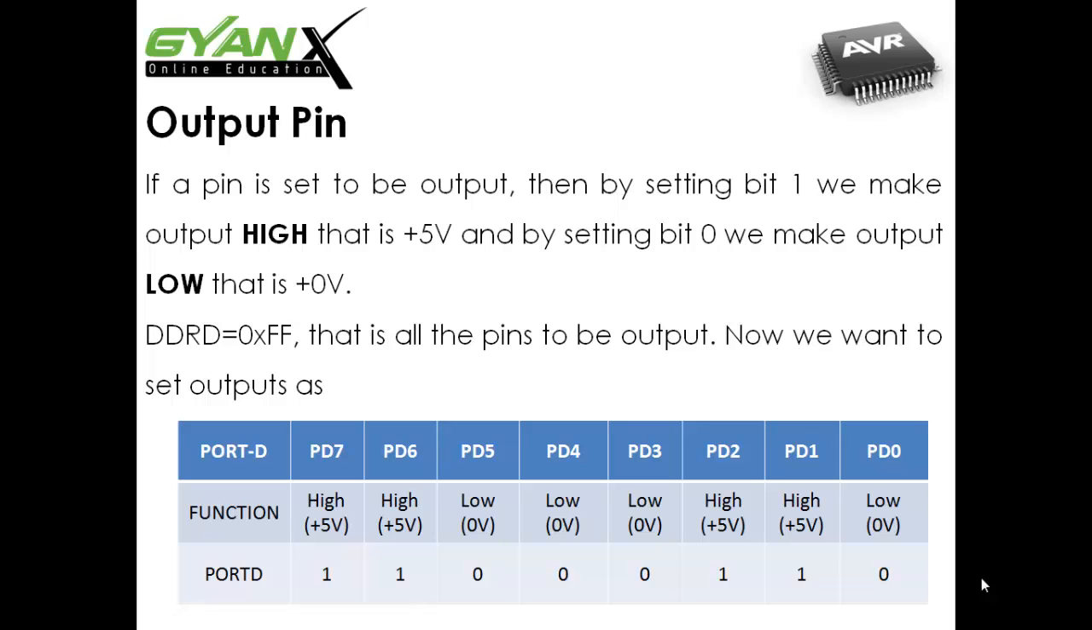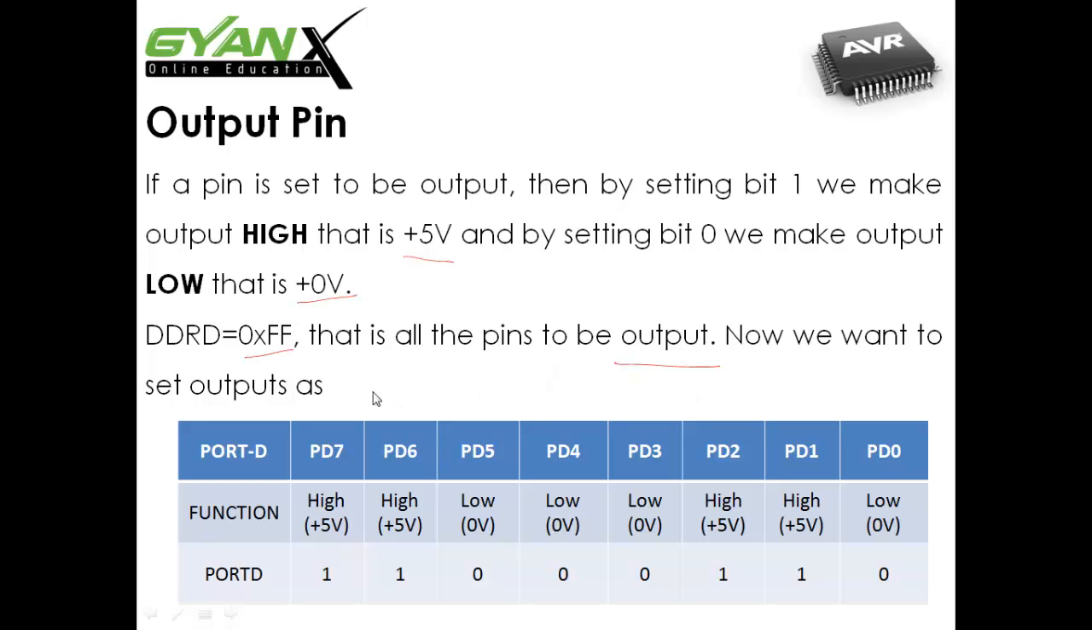So let's see how the output works in a port. So this is an output pin. If a pin is set to be output, then by setting bit 1 we make the output high, that is 5 volt, and by setting bit 0 we make the output low, that is 0 volt. So DDRD is equal to 0xFF, that is, all the pins are right now output, as I have told you earlier in the data direction section.